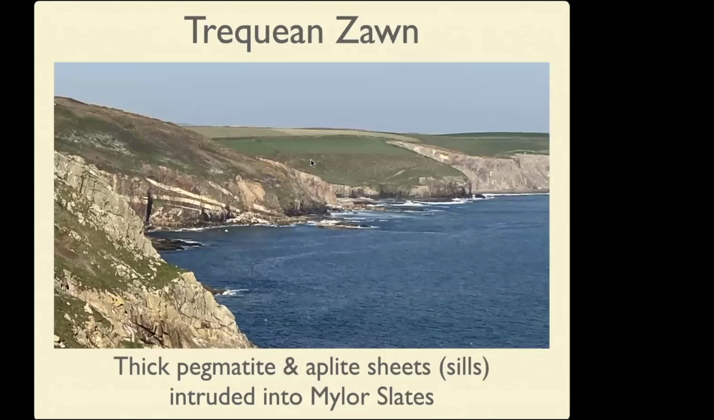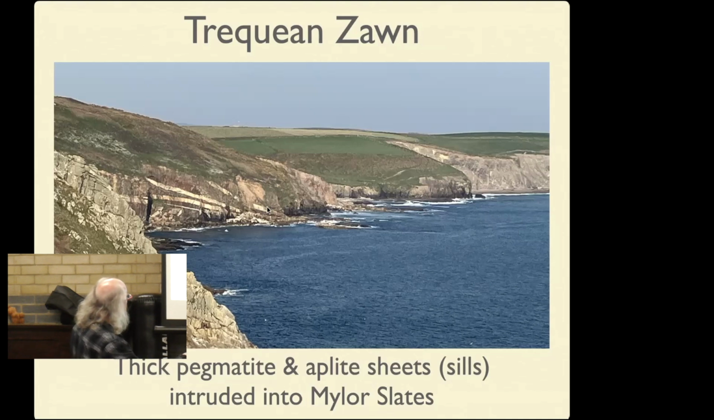So here's another example. These are mylar slates. This is granite. All of this is granite. This is actually the Tregonning granite. And these big, thick, light-coloured bodies are granite sills which connect into this granite and go off. There are sills of aplite and pegmatite, but essentially they're granitic material injecting out into the surroundings and then either being quenched to produce fine-grained aplite sheets or forming big, coarse pegmatites.